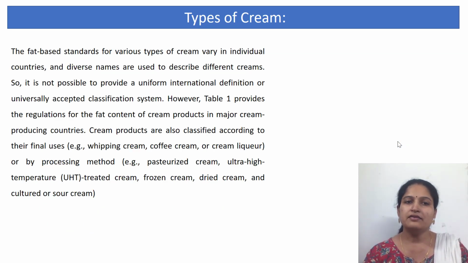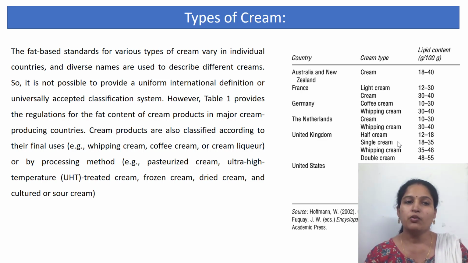Now the fat based standards for various types of cream vary in individual countries, and diverse names are used to describe different creams. There is no universally accepted classification, however, table 1 provides us the regulations for the fat content of cream products in major cream producing countries. Cream products can also be classified according to their final uses, for example, whipping cream, coffee cream, cream liqueur, or processing methods used for their preparation like pasteurized cream, ultra high temperature treated creams, frozen cream, dried creams, cultured or sour cream.